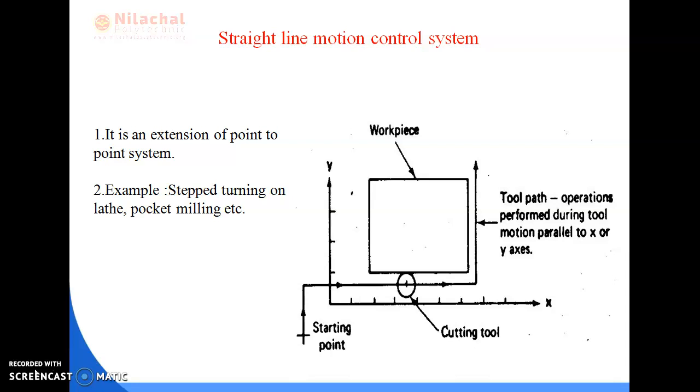Then straight line motion control system. Here we can see one workpiece, and here also we will see the motion of the tool. This is generally an extension of the point to point system, and this is done in step turning on a lathe or pocket milling etc. operations. Means here the tool will move from point 1 to point 2 in a straight line, and during that motion also it will perform its machining work. Means it can cut in a line also.